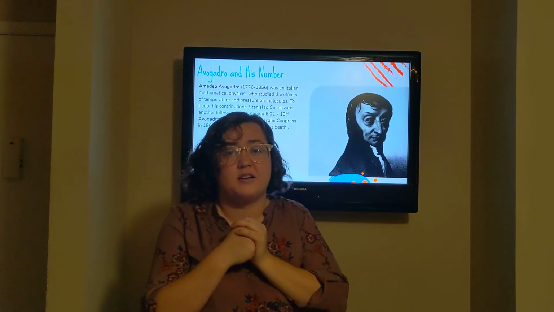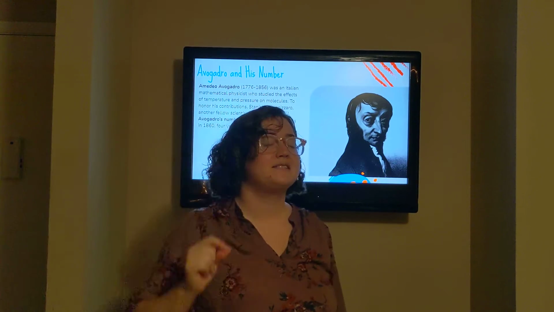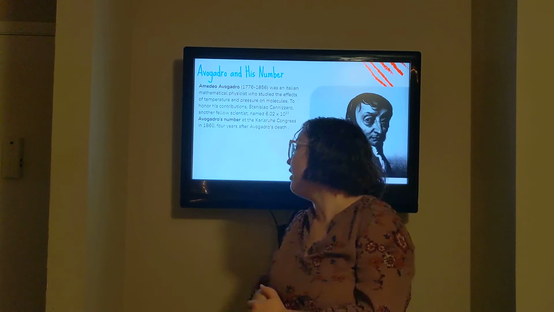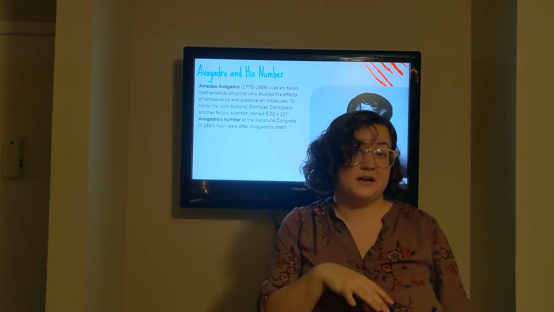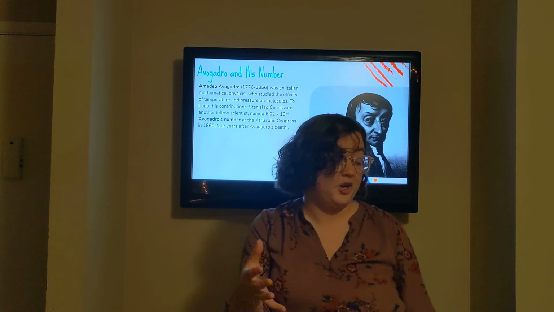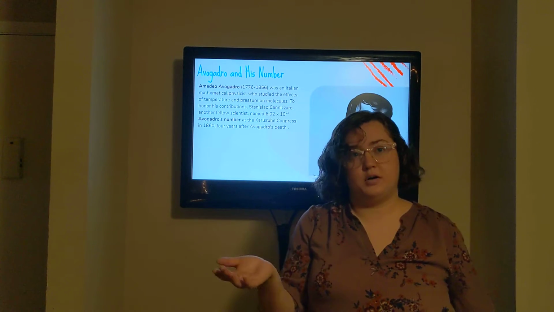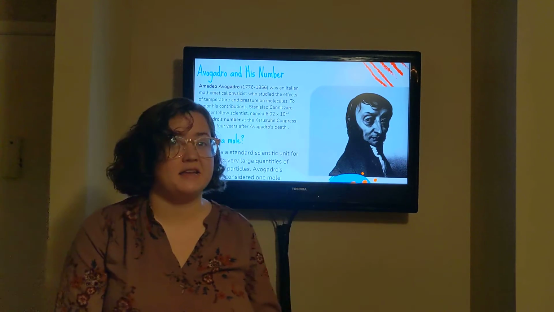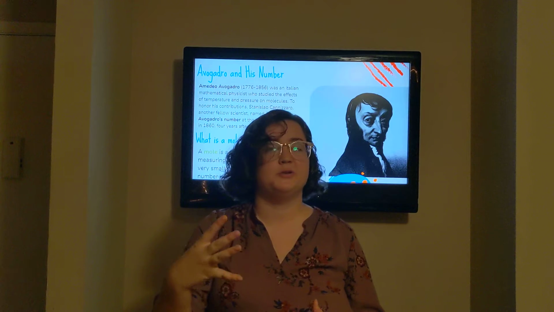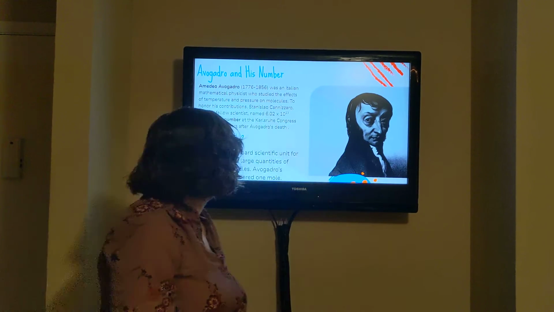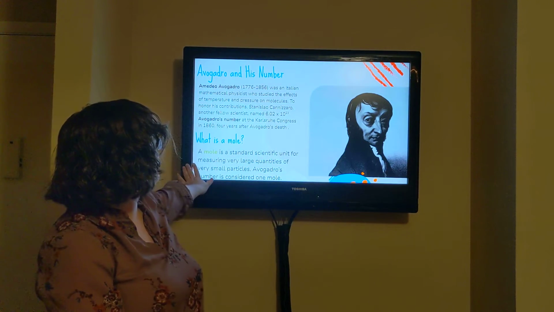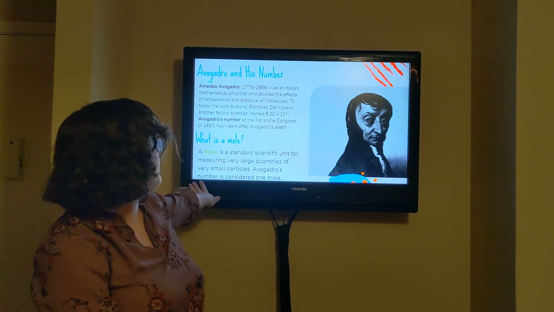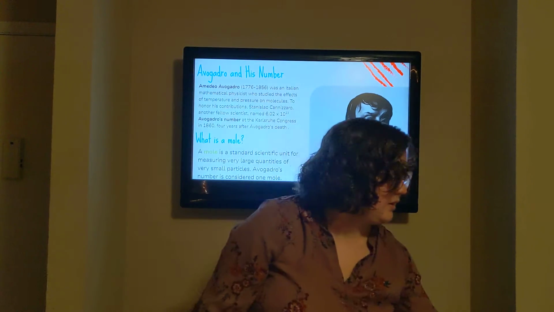So whenever you hear Avogadro's number, your brain should immediately go 6.02 times 10 to the 23rd. So remember we said earlier that Avogadro's number, the 6.02 times 10 to the 23rd, is 1 mole. So what is a mole? A mole is a unit that we can use to measure particles. It's a standard scientific unit for measuring very large quantities of very small particles. So Avogadro's number is considered 1 mole.